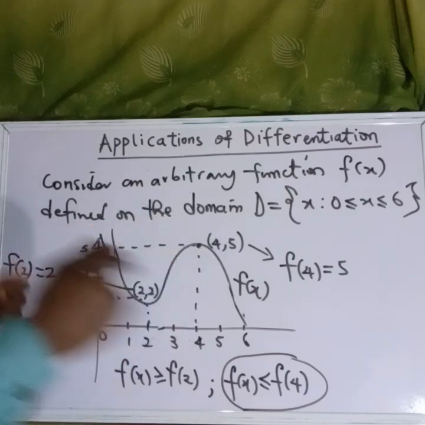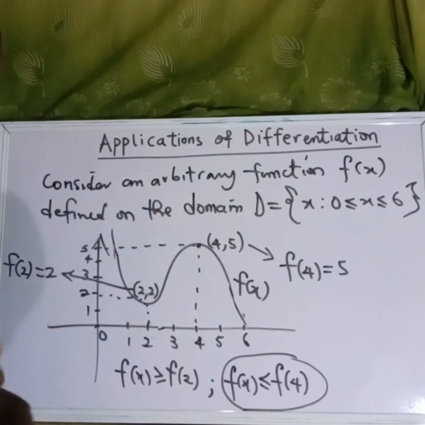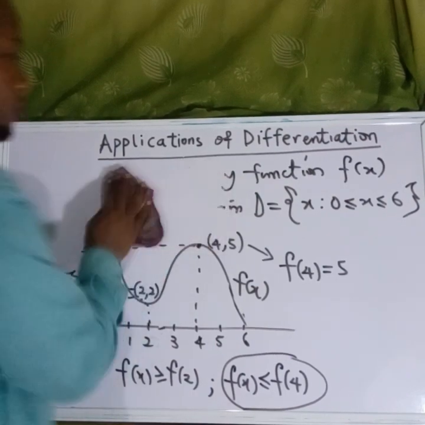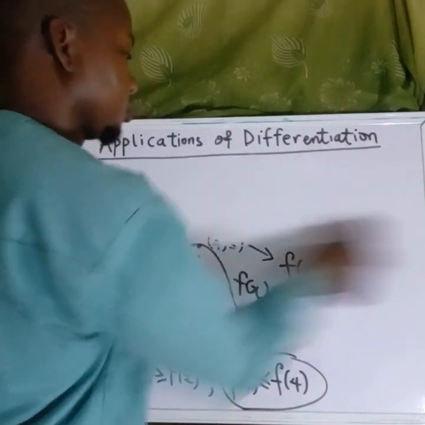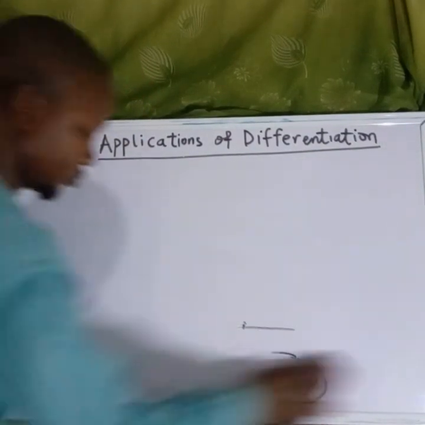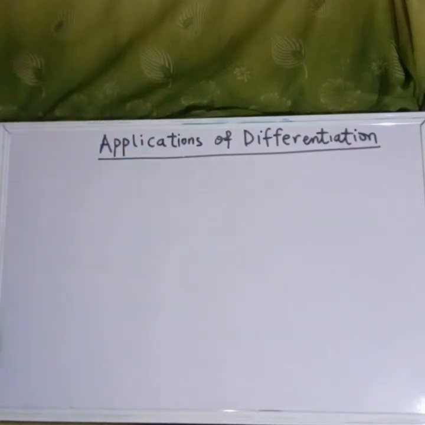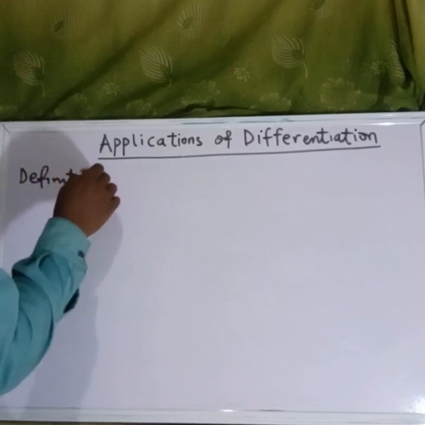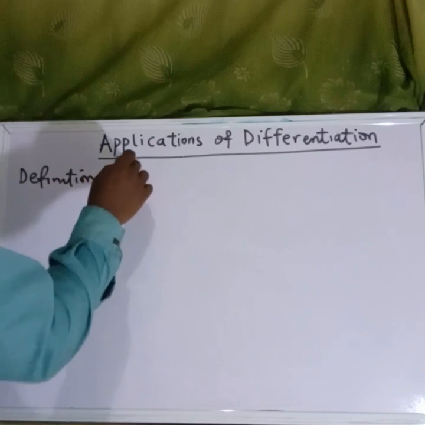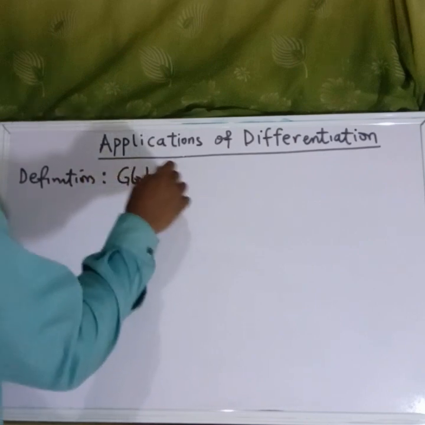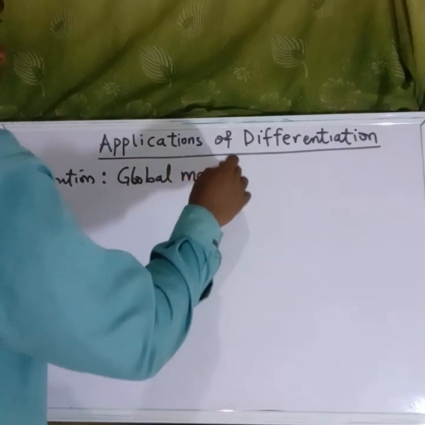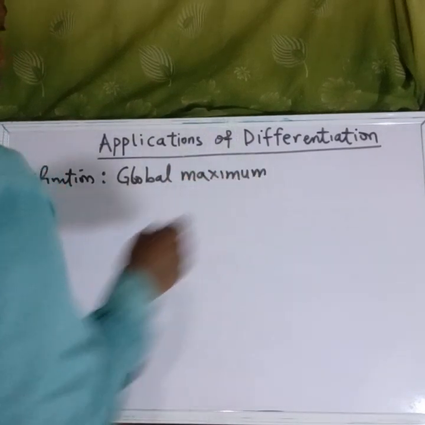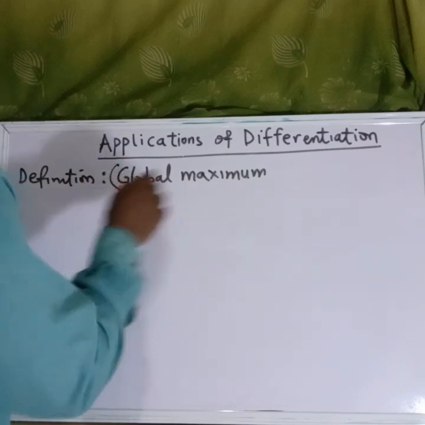So let us give the definition formally. So definition. The first one is about global maximum. Global maximum. Okay, so let's put this in brackets.